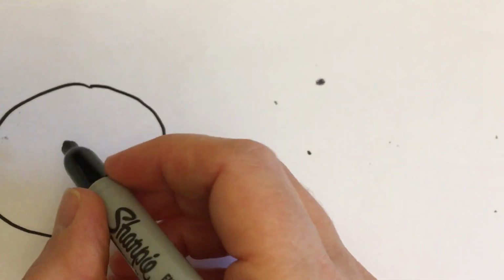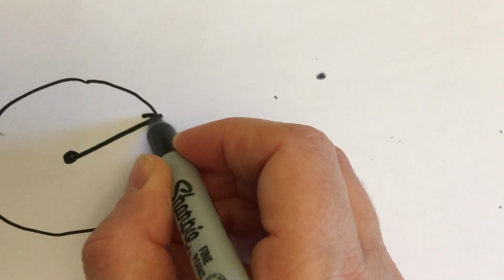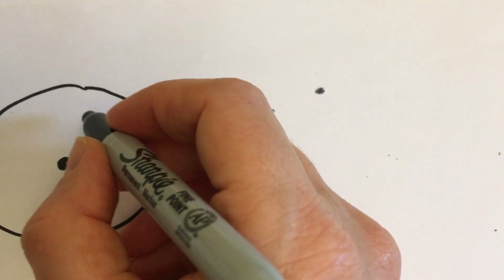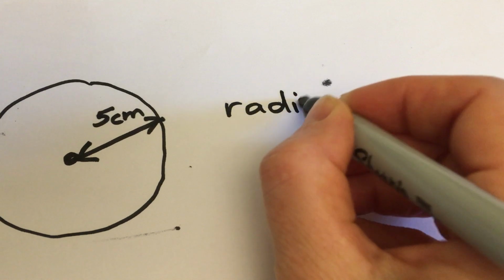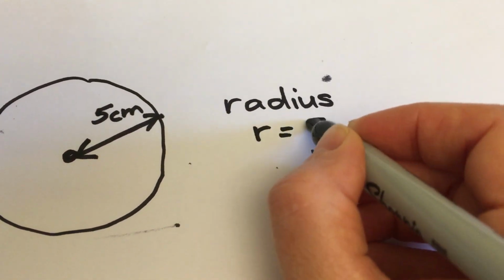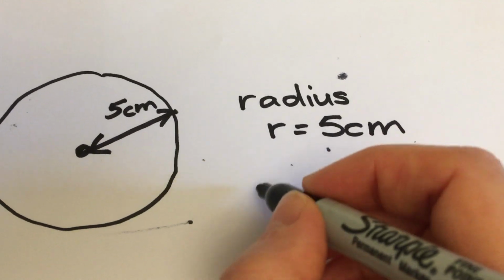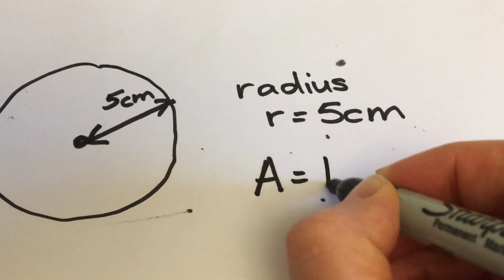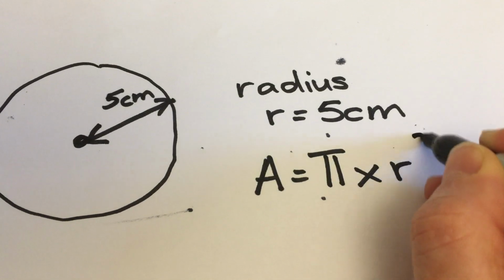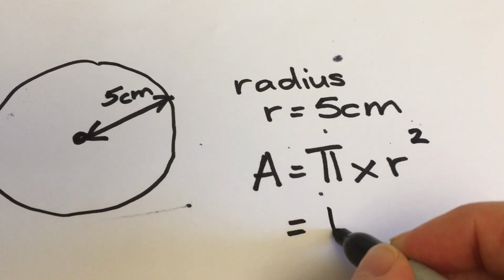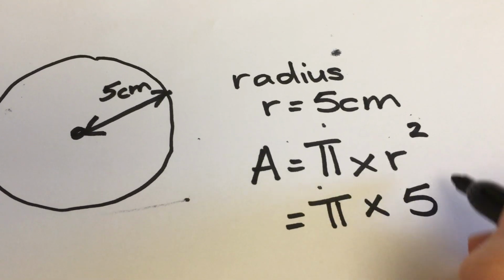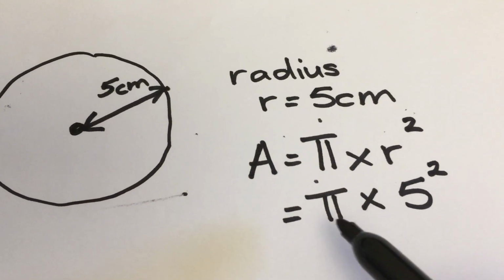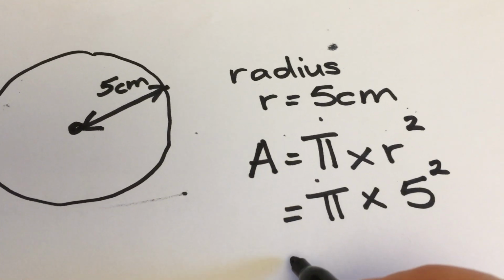Here's a circle and we have this as, say, 5 centimetres. Because it's from the centre out, the radius, r, is equal to 5 centimetres. So the formula is the area equals pi times radius squared. On our calculator, we do pi times the radius, 5, squared. When you see it on your calculator, it should look exactly like that.